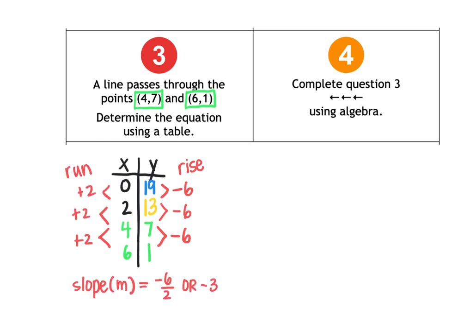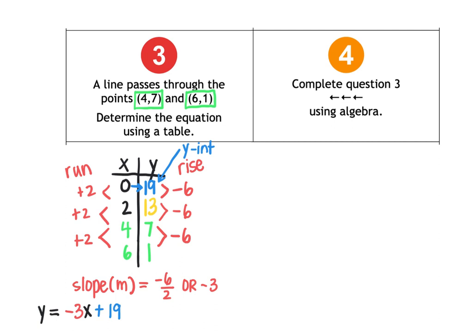We can put that into our equation, y equals -3x, and we can see that our y-intercept is where 0 is in the x column, and what's next to it is our y-intercept of 19. So 19 will be the last part of our y equals mx plus b equation. We'll put that in the place of b. So we'll have y equals -3x plus 19.